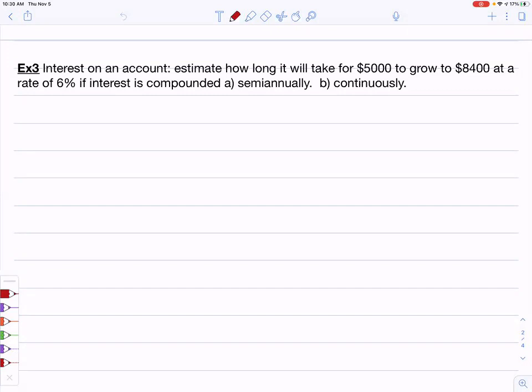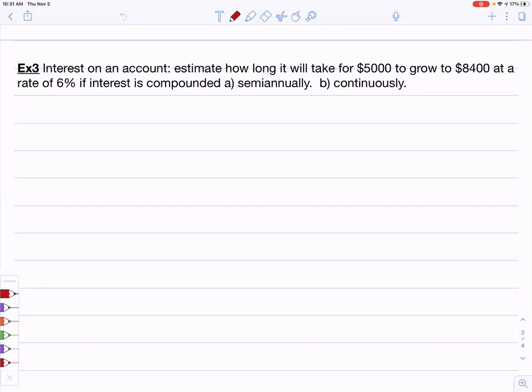So for example three, estimate how long it's going to take for $5,000 to grow to $8,400. You're investing in an account at a rate of 6% if the interest is compounded semi-annually. So we're looking at part A. The first thing to conquer here is which formula should I use? Not A equals PRT. For semi-annually, clean or dirty? The dirty one.